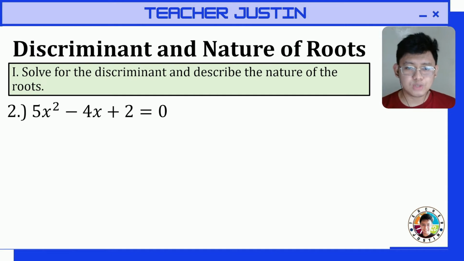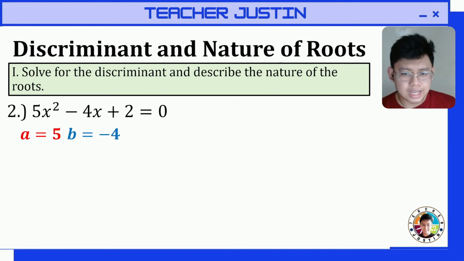Alright, let's solve for the discriminant and nature of roots of this quadratic equation. Meron tayong 5x squared minus 4x plus 2 is equal to 0. So, ang first step natin in finding the discriminant is to identify the values of A, B, and C. So, yung A natin is 5, B is negative 4, and C is positive 2.